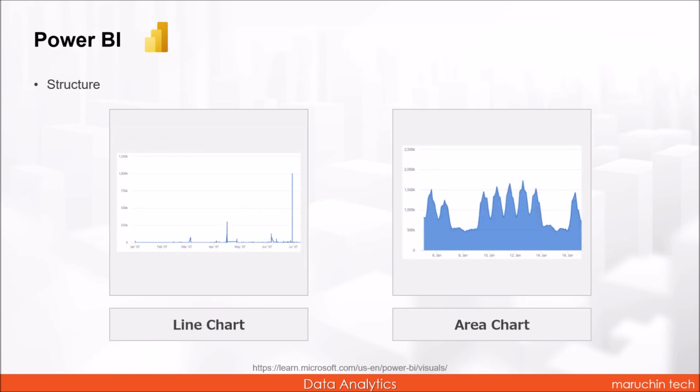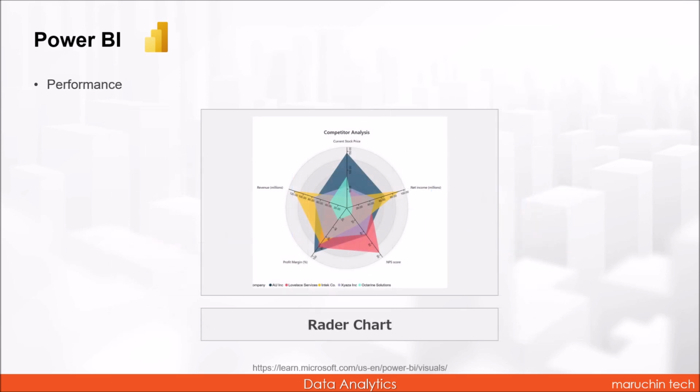Line and area charts are then used to track changes or trends in the data over time. And finally, the radar chart visualizes and compares the performance of multiple items and categories in a single chart. With Power BI, you can visualize and gain insight into your data using many graphs and charts.